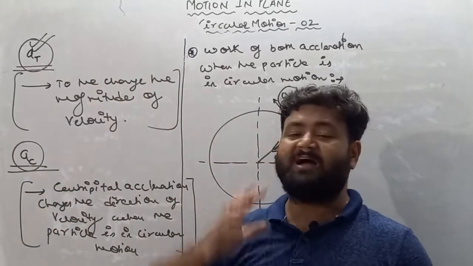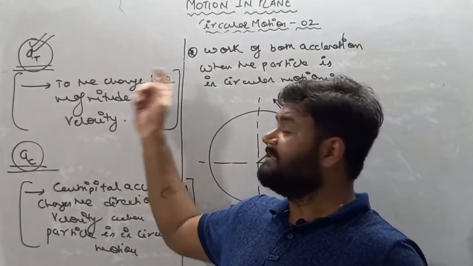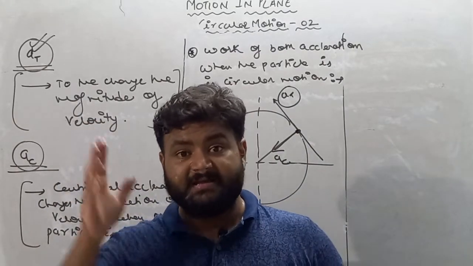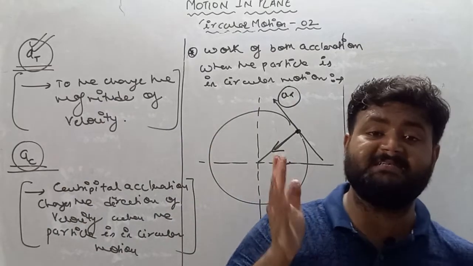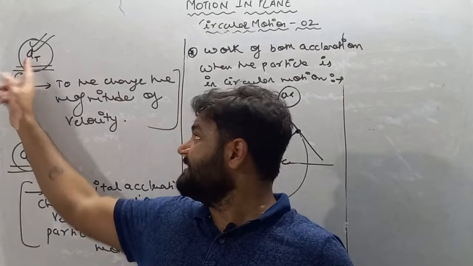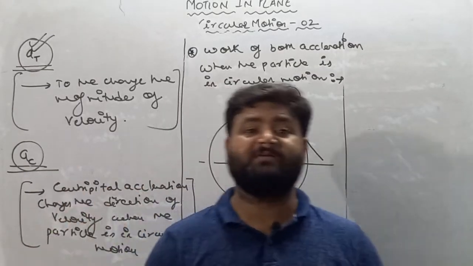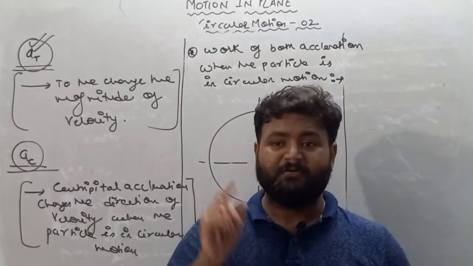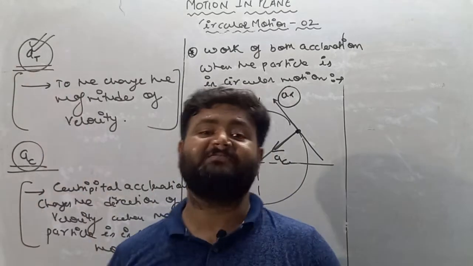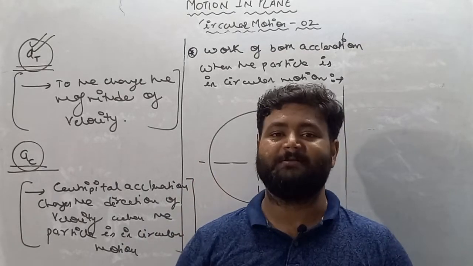Similarly, if I'm talking about tangential acceleration, then tangential acceleration means that acceleration which changes the magnitude of velocity. I'm repeating once again: if the magnitude of velocity is changing when the particle is in circular motion, then we'll say tangential acceleration is acting on the particle. If the magnitude of velocity is not changing when the particle is performing circular motion, then we'll say the value of tangential acceleration is 0. Tangential acceleration is not acting on the particle.